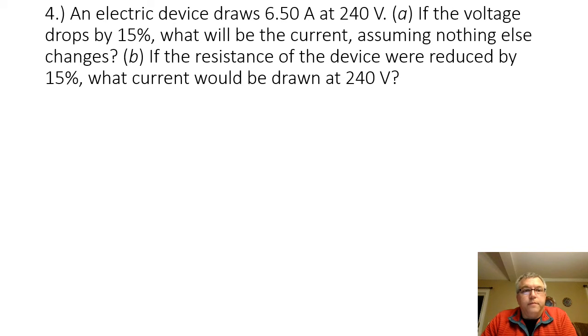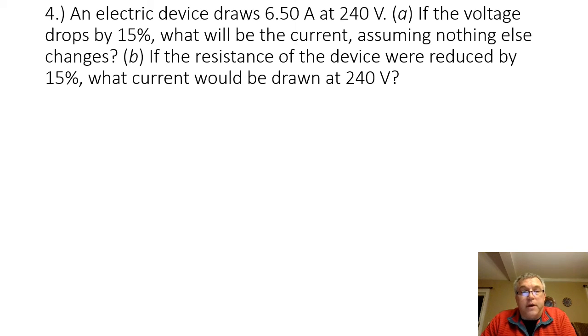Problem number 4. An electric device draws 6.5 amps at 240 volts. There's two parts to this problem. The first part asks, if the voltage drops by 15%, what would be the current, assuming that nothing else changes? And part B, if the resistance of the device were reduced by 15%, what current would be drawn at 240 volts?